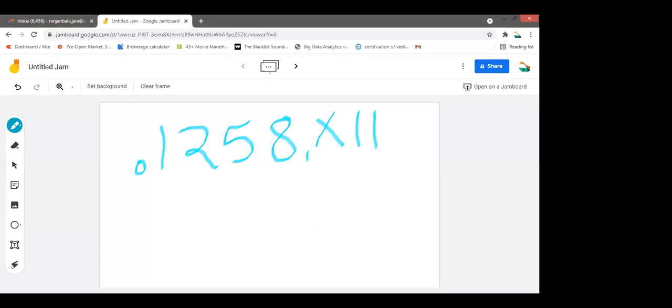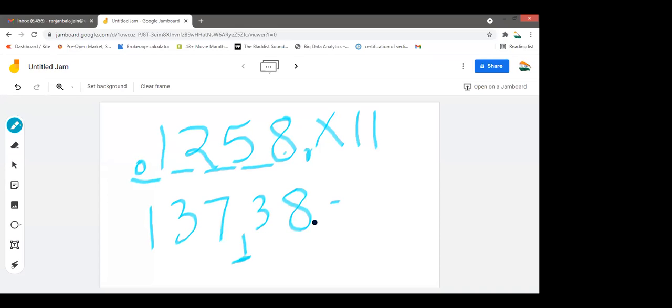Yes. So just like this, do this problem. 0 plus 1, 1. 1 plus 2, 3. 5 plus 2, 7. 5 plus 8, 13. 8 plus 0, 8. Right? So this is the answer. Now since a carry is generated, you have to add it with the next digit. So 1, 3, 8, 3, 8. This is the answer.